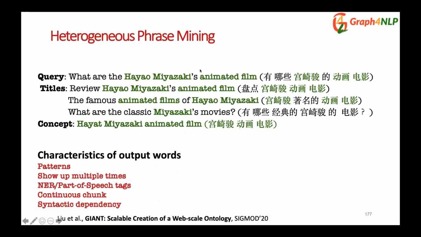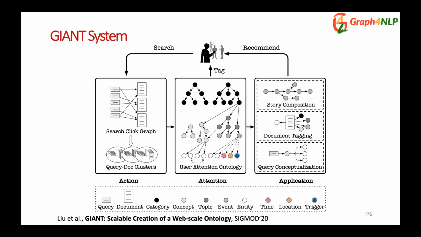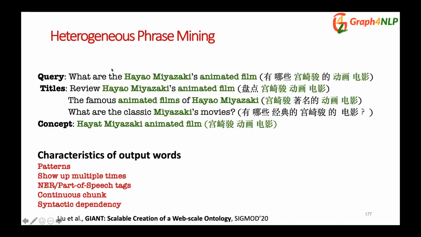So in our system, which we call the GIANT system, the core research problem is how we can extract heterogeneous phrases as user interests from the query-document cluster. Here is an example. Let's say we have this query, and we have these documents, where we show the titles of the documents, and we want to extract a concept, which is a Hayao Miyazaki animated film.